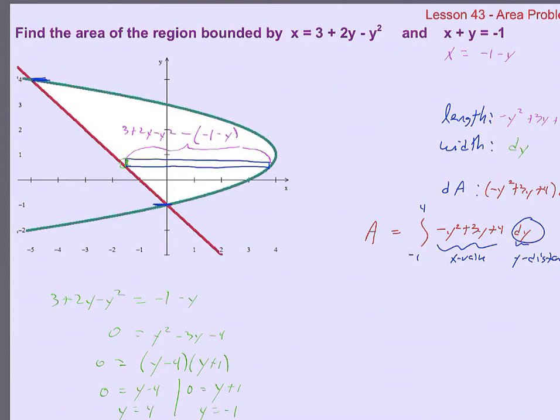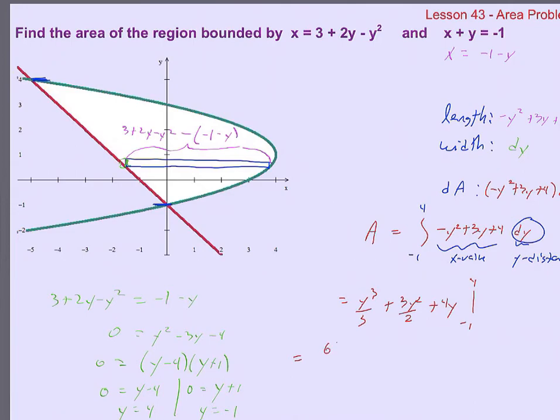If you would like, you can stop now and just integrate this on your own. Everybody should be able to. If you want to watch me do it, I will go through it right now. So the integral from negative 1 to 4 of negative y squared plus 3y plus 4 would be equal to the antiderivative integrated from negative 1 to 4. And this is going to get a little bit ugly, sorry.